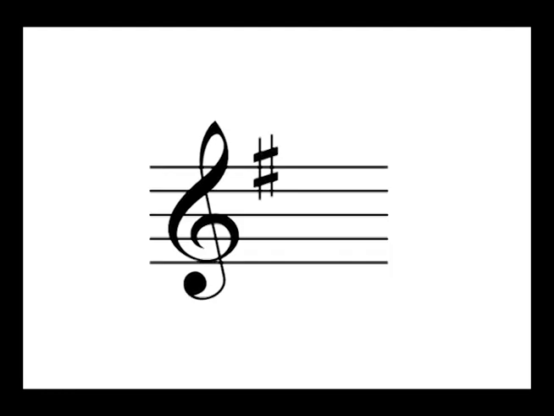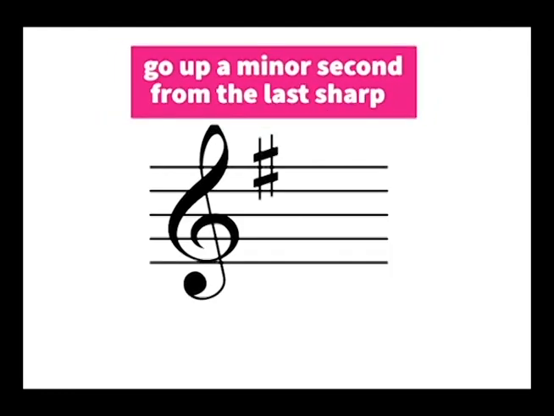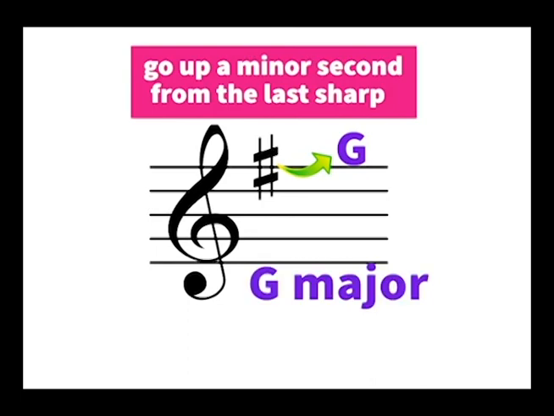The process of identifying major sharp keys is even easier. You simply go up a half step or a minor second from the last sharp. Up a minor second from F sharp is G, so the key is G major.